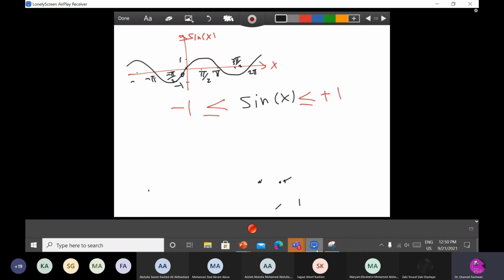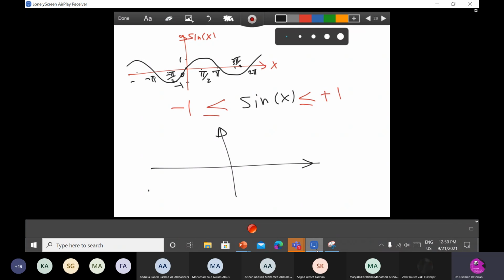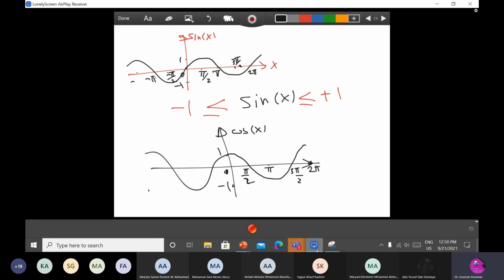But the cosine has a value also between -1 and +1, but it does not start from 0 like sine. It starts from 1. At 0, cosine x is 1. At pi over 2 it is 0. At pi, it is -1. And at 3 pi over 2 it is 0. At 2 pi it is 1, right? And also you can come to the negative side. These are the sine and cosine functions you already know from grade 10.